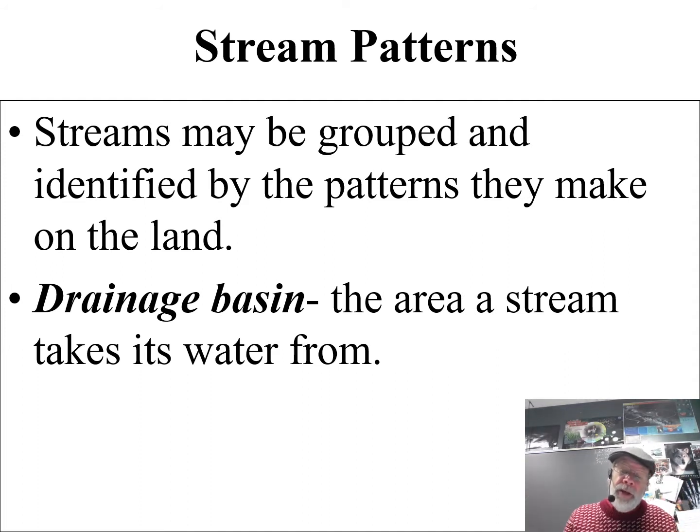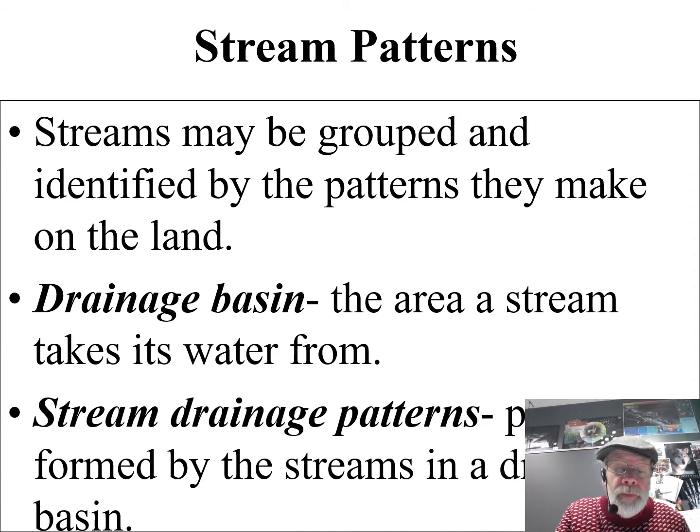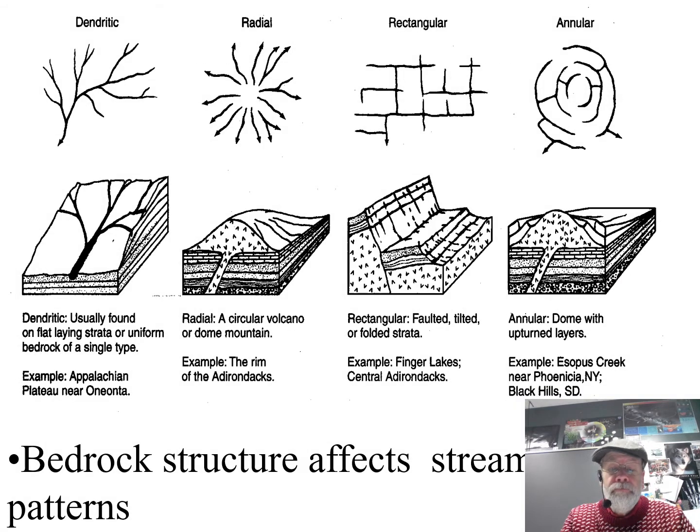Drainage basin is the area a stream takes all its water from. And stream drainage patterns are the patterns formed by the streams in a drainage basin. Look at all those patterns, right? We have the dendritic, radial, rectangular, annular. Great, but look right below them and see what we understand to be the case here.